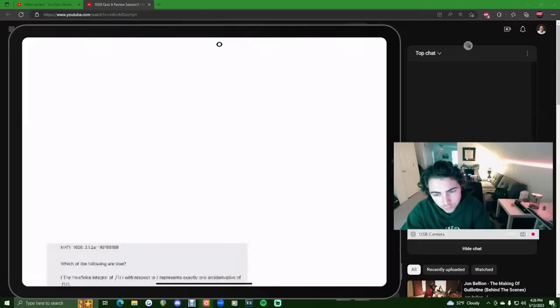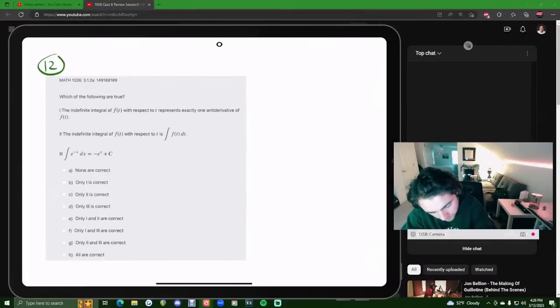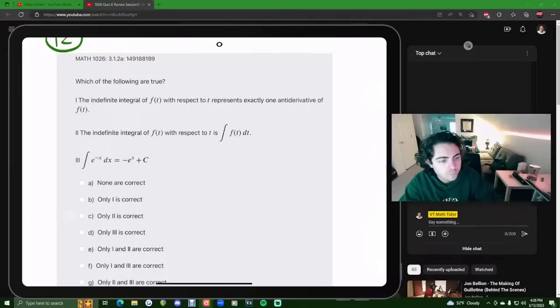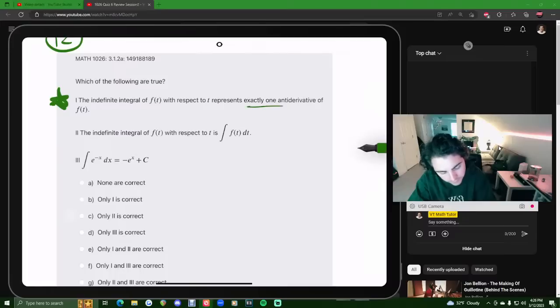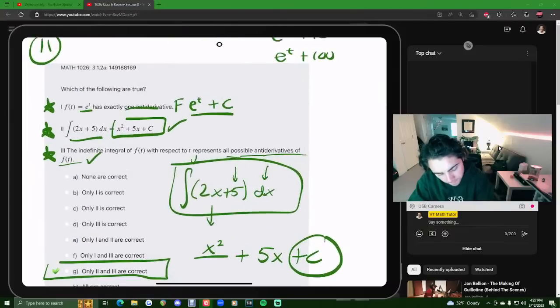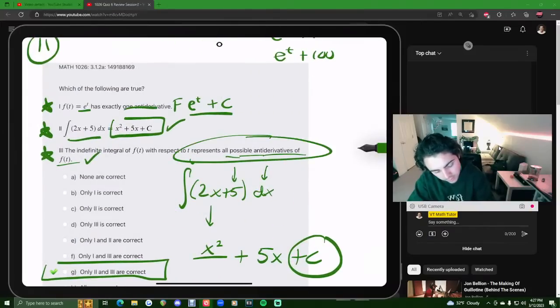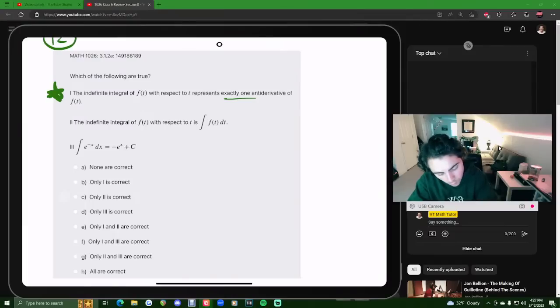That was number 11. We'll do, I think, 2 more of these. Here's number 12. Let's get into it. Number 1. Whoa. The indefinite integral of f with respect to t represents exactly one antiderivative of f of t. False. That's kind of the opposite of the statement we just had, right? They said represents all possible antiderivatives, and that was a true statement. So to say the indefinite integral only represents one is false.